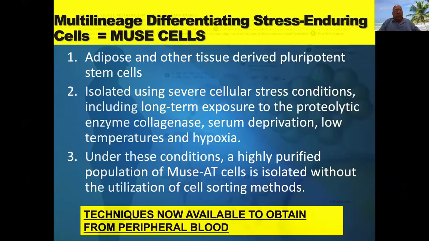Now, Muse cells, another interesting cell. We found a way of maybe getting them from the peripheral blood. These are very interesting cells. They're very strong cells. They basically are stress cells. And when we put them in a stressful situation such as a joint, they seem to do well. I think these cells may have some very good benefit for use in degenerative disc disease in the back and in the spine. I think they may be very well suited for that area because that's a very, very stressful area for a stem cell.